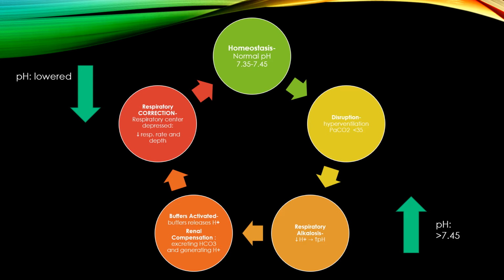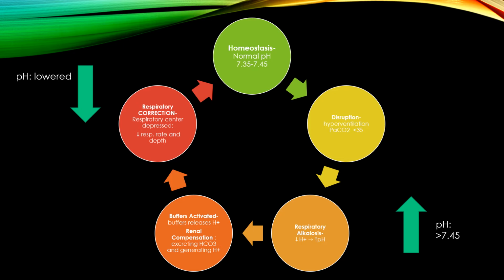Our buffering systems are going to kick in. The buffering system will begin to make available any of this extra hydrogen, so it's going to release hydrogen to counteract that deficit. The renal system will excrete bicarb in the urine, and it will generate those hydrogen to be released in the blood. And this is because we're trying to increase the amount of acidity that is available in the blood, because that ratio of bicarb to acid is off.